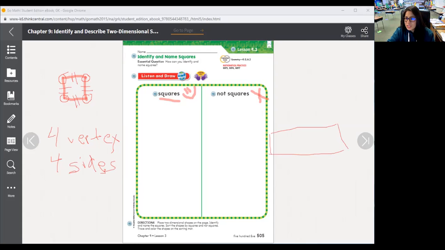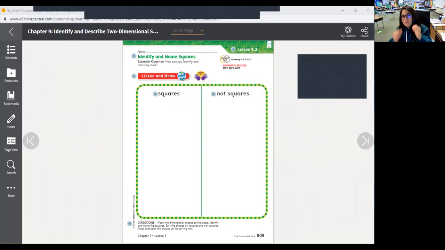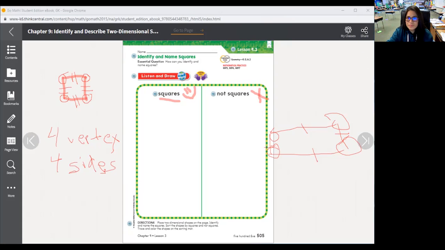That is not a square, because this shape right here has 4 sides too. It has 1, 2, 3, 4 sides, and it has 1, 2, 3, 4 vertex too. However, this one is a little bit different. This one has 2 long sides and 2 short sides. So that one right there is not a square, because remember, they have to have the same sides, okay, same sides. All right, so I'm going to draw some shapes right over here, and you are going to tell me where to put them, the side of square or not a square.